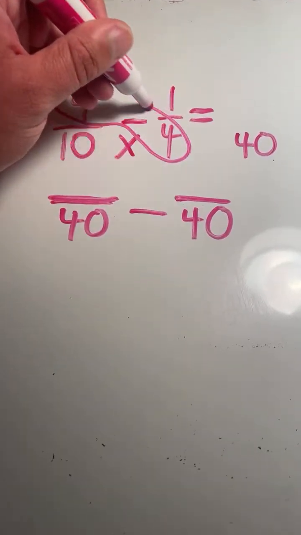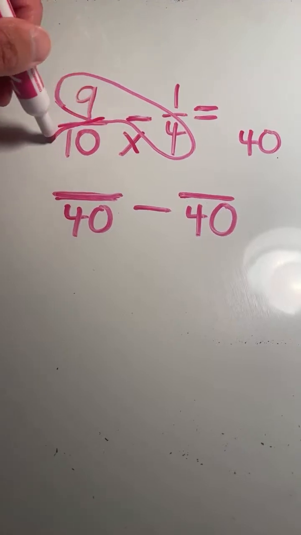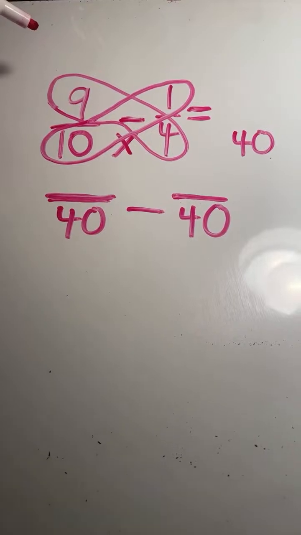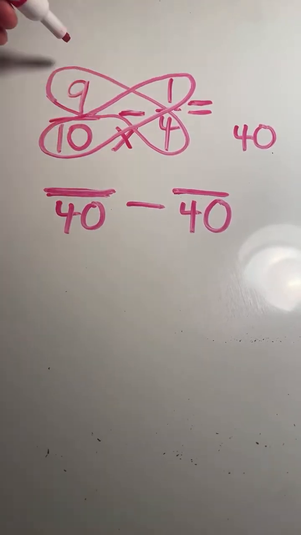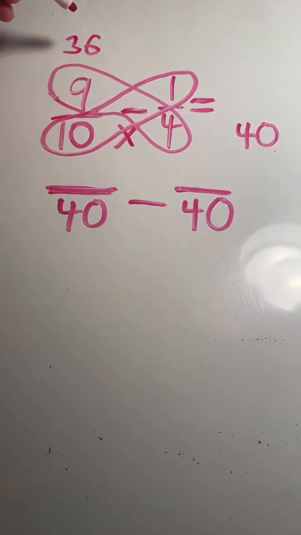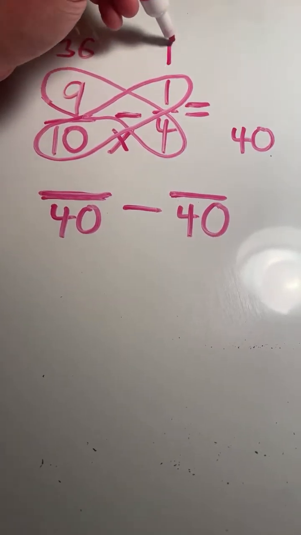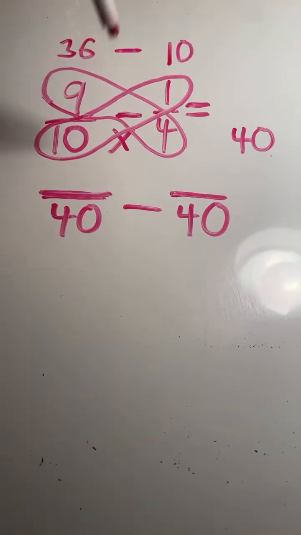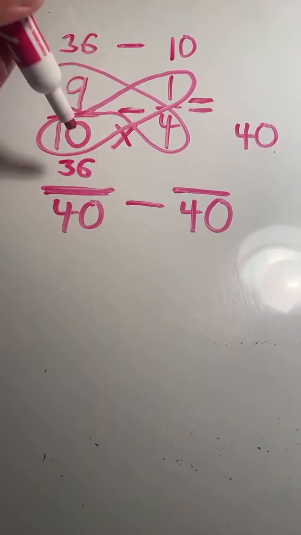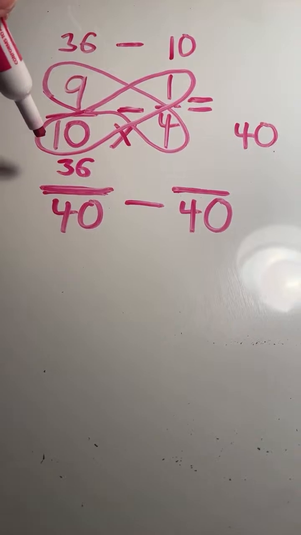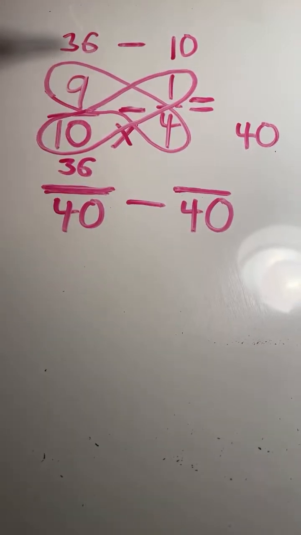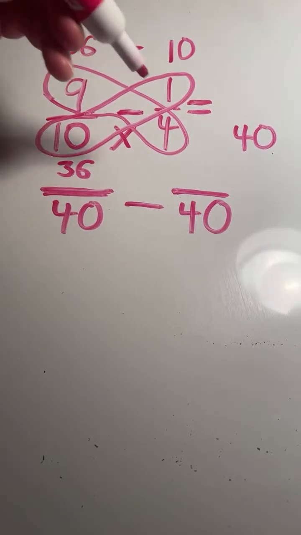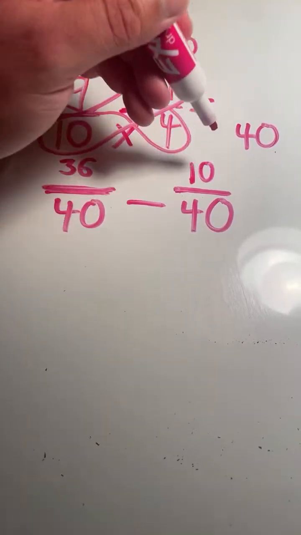Next, we multiply each numerator times the opposite denominator. 9 times 4 equals 36. 1 times 10 equals 10. So the 9/10 has been converted to 36/40. The 1/4 has been converted to 10/40.